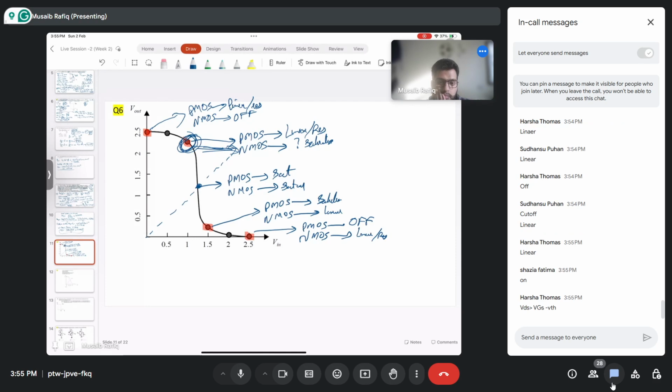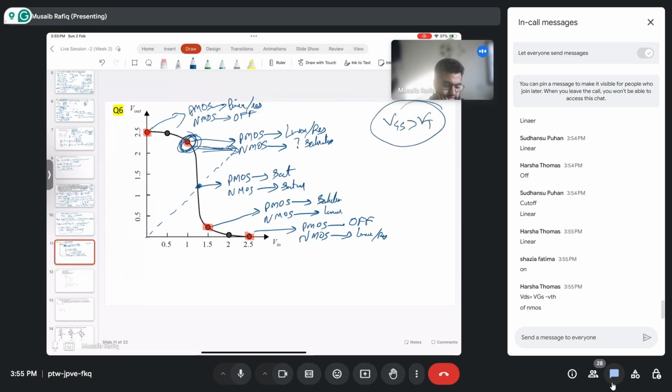Exactly. Because VDS is greater than VGS minus VT, and also VGS is greater than VT. Do not forget this condition: VGS is greater than VT and VDS is greater than VGS minus VT.